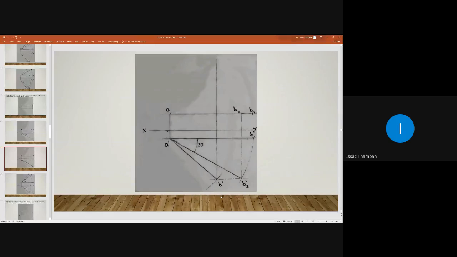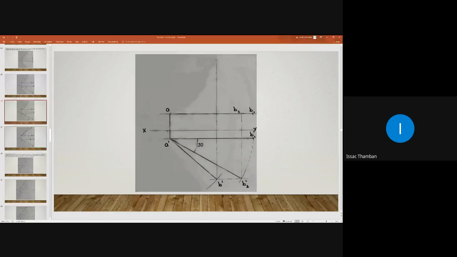Have you obtained B dash? Hurry up, I have to finish within 4 minutes. Have you obtained B dash? Yes, sir. Okay, then what next? You can draw a vertical projector from point B dash like this. Our point B will be on this line. So draw this vertical projector. I'm moving to the next slide.